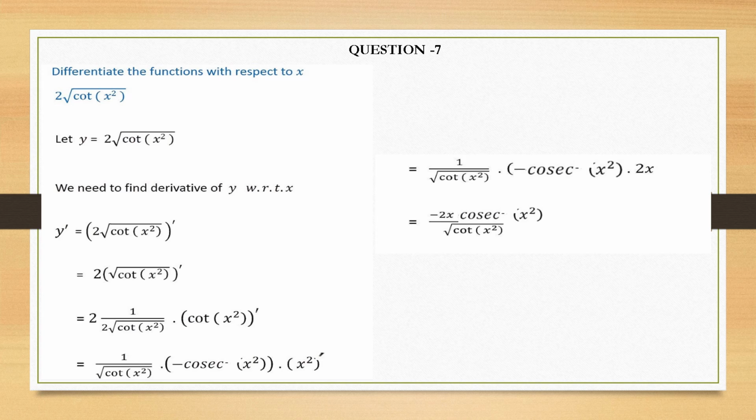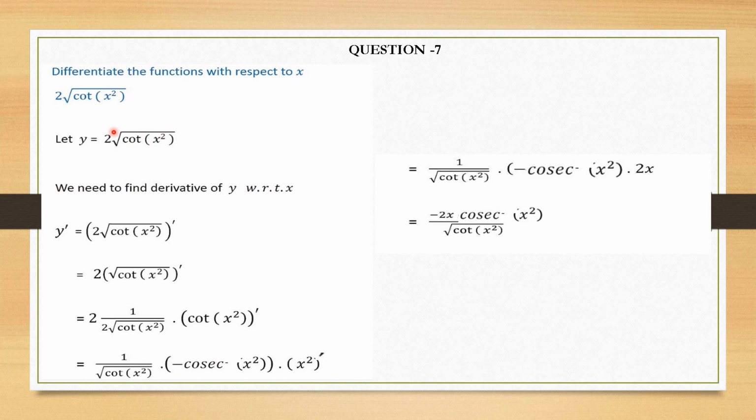So question number 7 of your NCERT is: differentiate the function 2 times root cot x² with respect to x. Let y be 2 times root cot x². So you know how the chain rule will be applied. You firstly need to differentiate the power, then the function cot x² inside, and then x² inside.